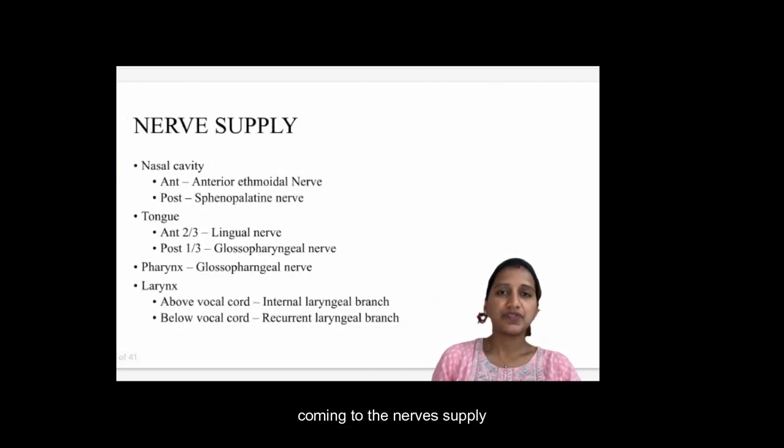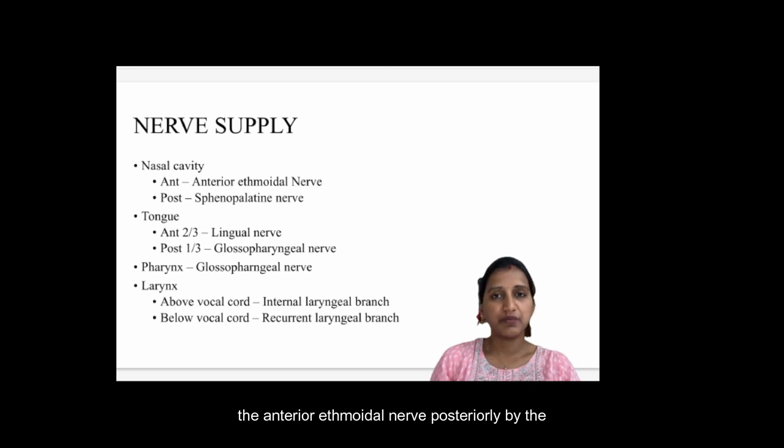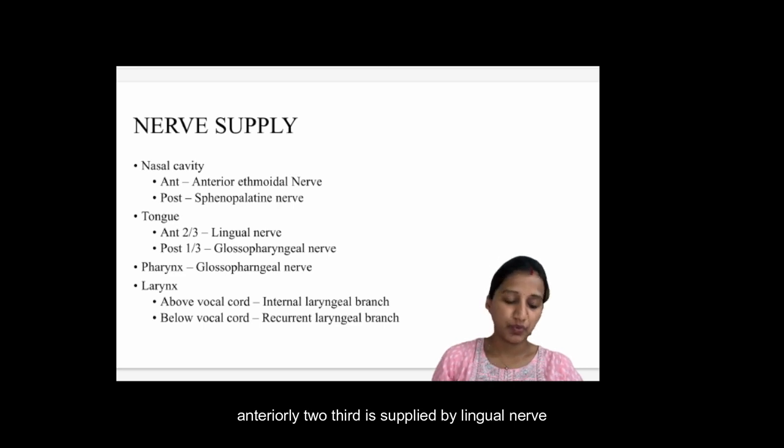Next, coming to the nerve supply. Nerve supply, I'll be dealing with it in detail in the nerve blocks. Highlighting on it, the nasal cavity is basically supplied anteriorly by the anterior ethmoidal nerve, posteriorly by the sphenopalatine nerve. The anterior two-thirds of the tongue is supplied by the lingual nerve and the posterior one-third by the glossopharyngeal. Extending posteriorly, the pharynx is supplied by the glossopharyngeal nerve.